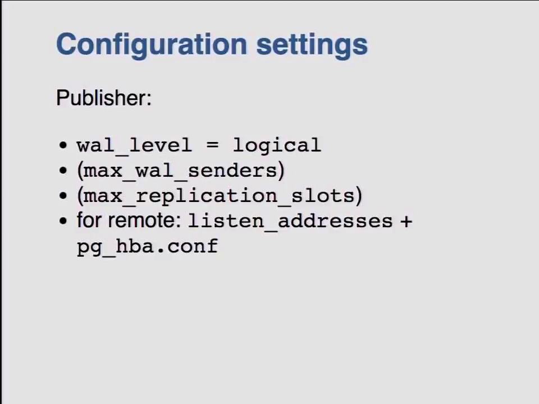The next two are in parentheses because in Postgres 10 the defaults change, so you don't actually have to set them, as you just saw in my demo. In previous releases, if you want to do any replication at all, you have to set max_wal_senders to something. And if you use replication slots, which you probably should, you also have to set that to something. Now the defaults, I think, are 10 and 10, so for a small setup it should be enough. And obviously, if you want to connect to a remote host, you have to set listen_addresses and set up your pg_hba.conf so you can connect. That's just the normal stuff.